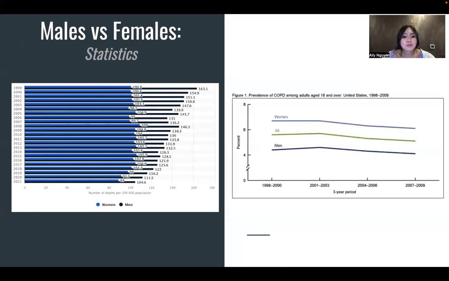Using both of the graphs, we can see a decline in male COPD mortality rate, with an increase followed by a constant trend for female mortality rate. We can also see that 6.1% of females have COPD versus the 4.1% of males with COPD.